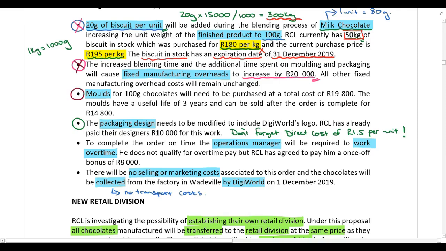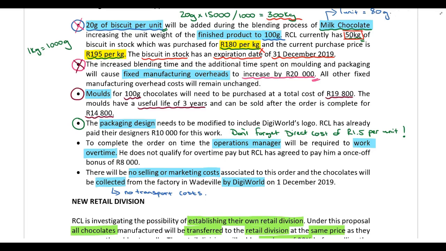Then, molds for 100-gram chocolates will need to be purchased at a total cost of 19,800 Rand. The molds have a useful life of 3 years, so they'll be depreciated over a period of 3 years, and they can be sold after the order is complete for 14,800 Rand. All right, so firstly, guys, they obviously need to purchase these molds as a direct result of this order. If they don't accept this order, they won't need to purchase the molds because they don't produce 100-gram chocolates. They produce 80-gram chocolates, and they already have molds for the chocolates that they produce.